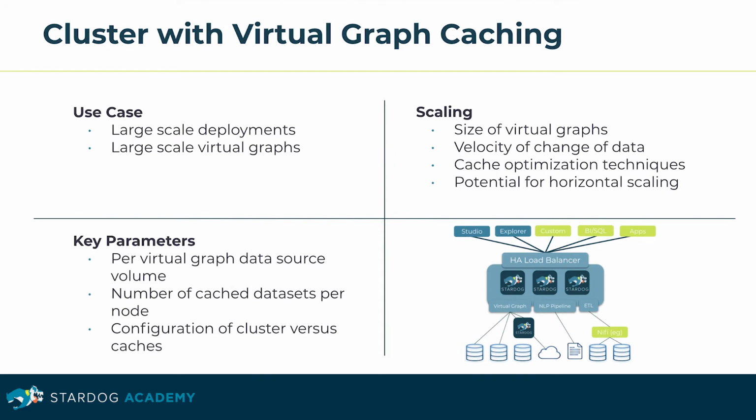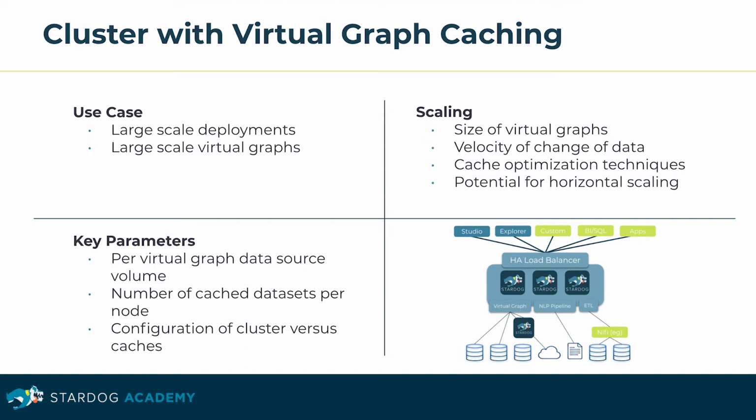Taking our baseline cluster, we can now look at adding virtual graph caching as a means to further scale the environment. Now, these use cases for when you would start to introduce virtual graph caching will be your larger scale deployments and your larger scale virtual graphs. And we've seen these types of architectures in environments that might have what are typically described as big data components, and looking at how we can start to horizontally add additional resources to the Stardog deployment to gain additional scale.